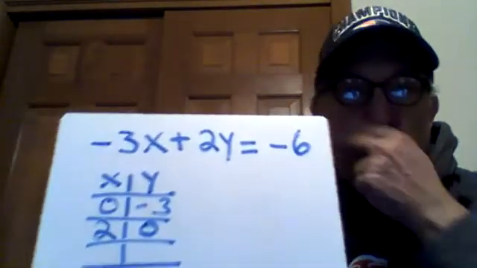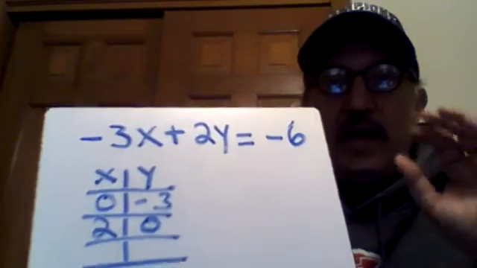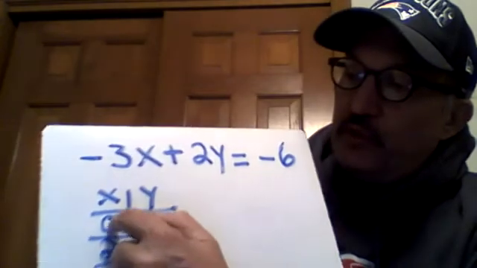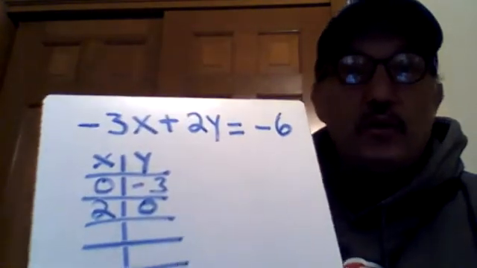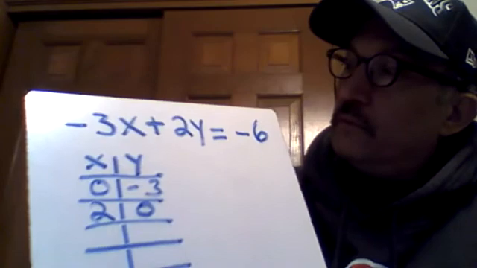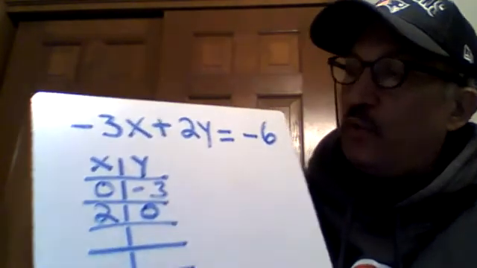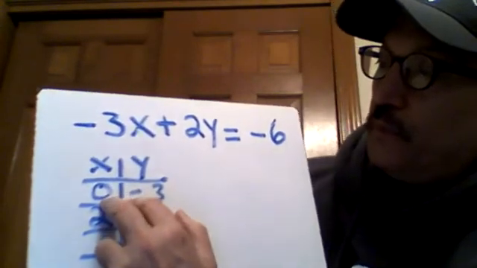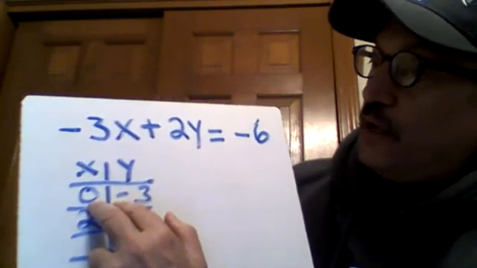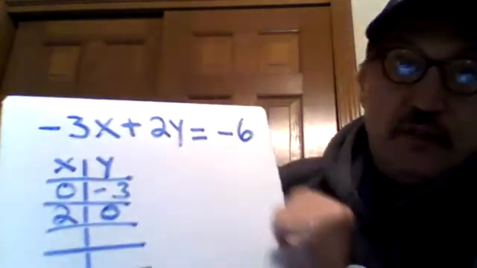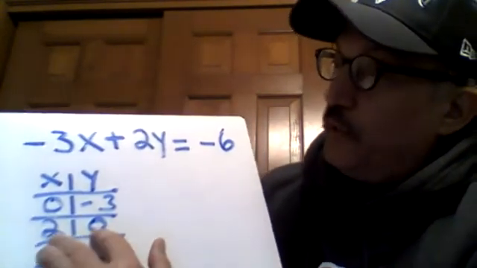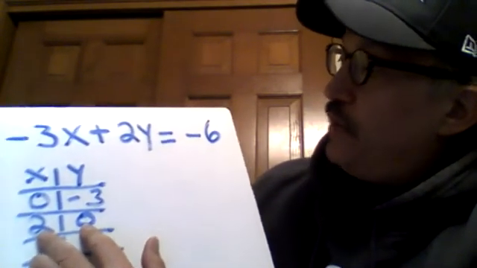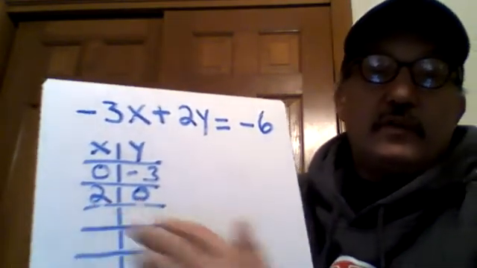So what do we have here? Well, we have a pair of x and y that will make a true statement in the equation. When you put a 0 in for x and a negative 3 in for y, you get a true statement. When you put a 2 in for x and a 0 in for y, you get a true statement. The true statement for this one, when x is 0 and y is negative 3, is you happen to get negative 6 equals negative 6. And for this one here, when you put a 2 in for x and a 0 in for y, you happen to get also negative 6 equals negative 6.